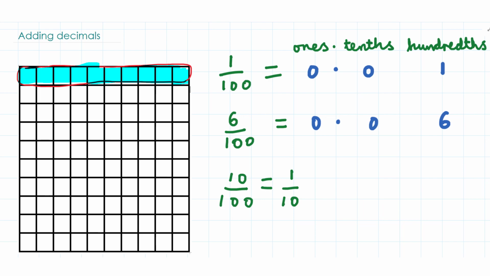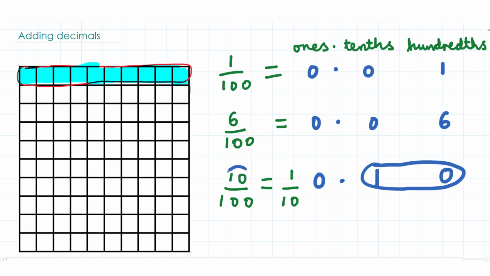How do we write that as a decimal? Well, just as well we convert it into tenths. It makes it much easier. Still got no ones. We've got 1/10 now. And no extra hundredths. They're all used up in the 1/10. Or you can think of it as 10 hundredths. So two ways of thinking of it. Let's do maybe one more.